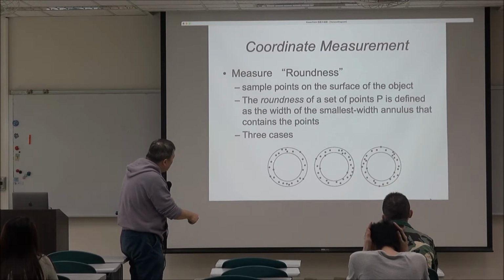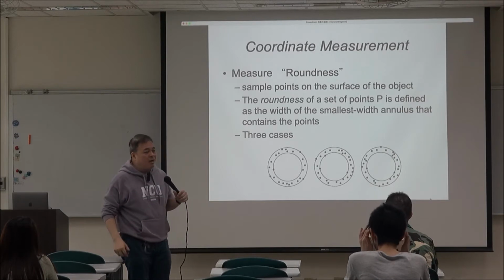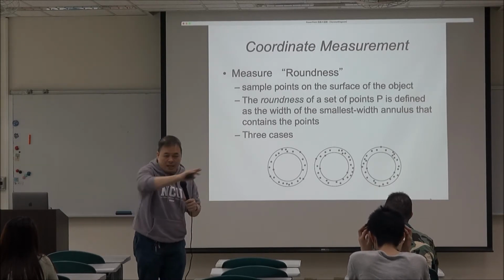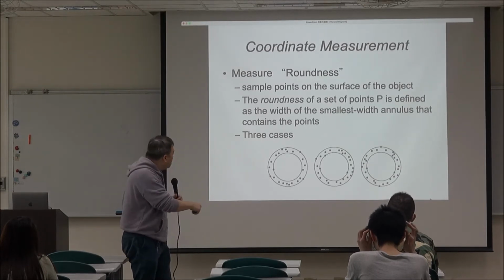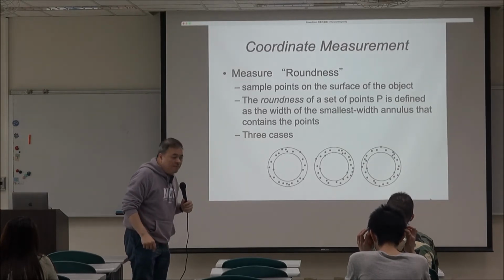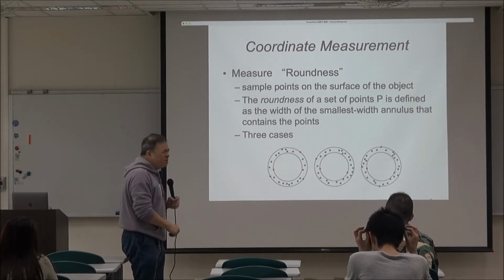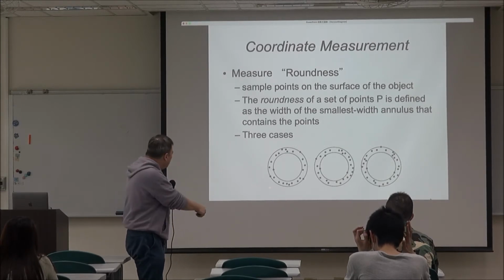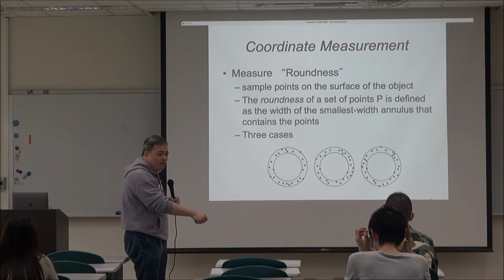Here we draw these two circles. It looks to you like those two circles represent the edge of the object. No, not at all. Those points are on the object, but we do not know. We don't even draw the edge of the object here. Okay?